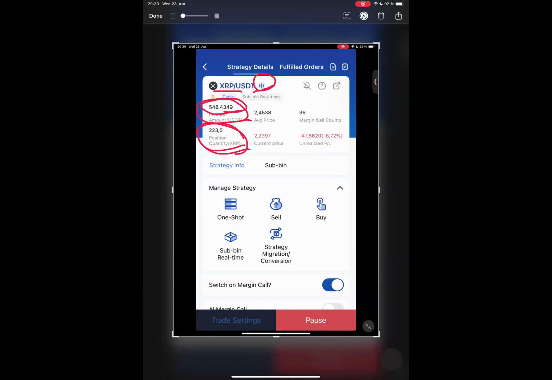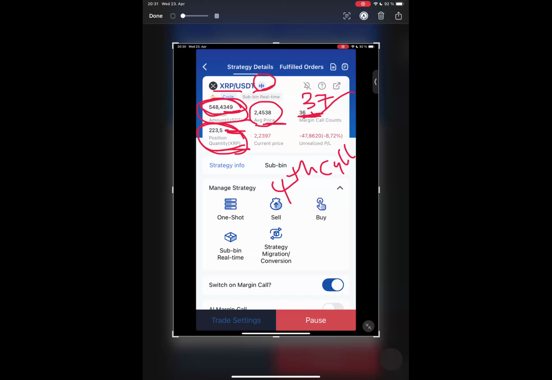Now, when the robot sells the 36th call, it's going to reduce the quantity. Why? Because part of it has been sold off. Then the USDT too will be reduced. But if the robot buys the 37th call, it's going to increase the quantity and also increase the USDT. Okay. Average price. This average price is for the fourth call, not for the 36th call.